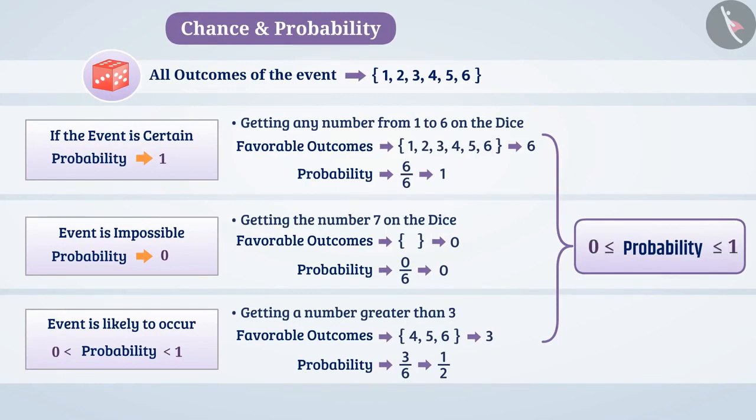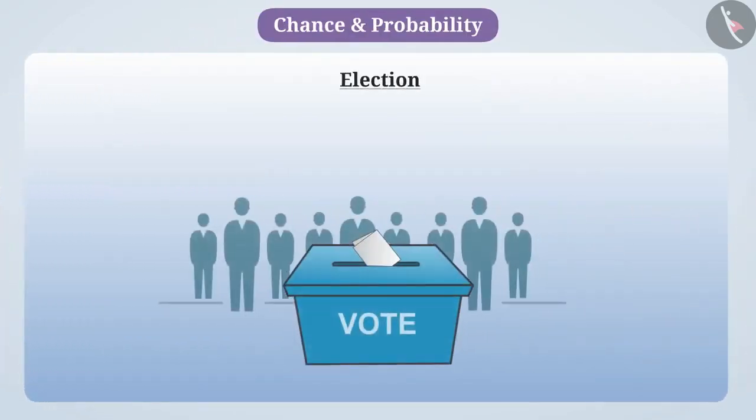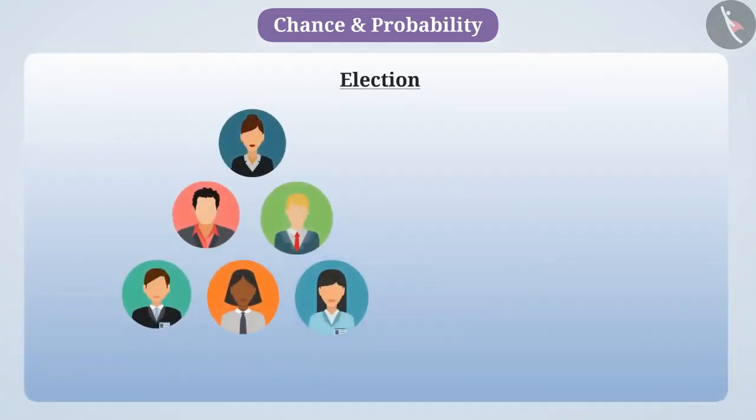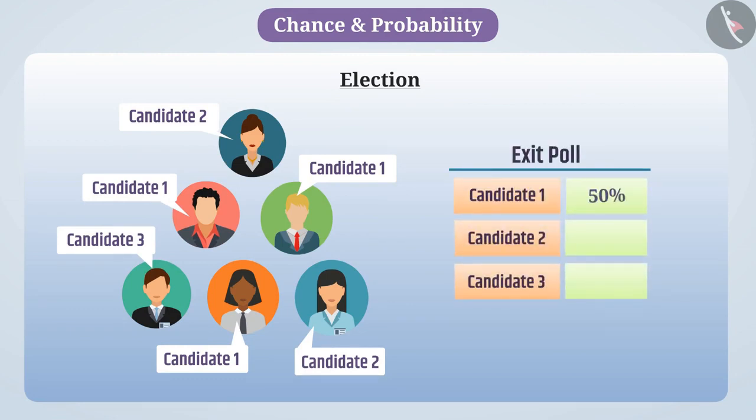Now, let's look at some situations related to the use of chance and probability in real life. During elections, people are asked about their choice. The number of answers received is used to find the probability of winning of each candidate, and exit polls are obtained based on it.